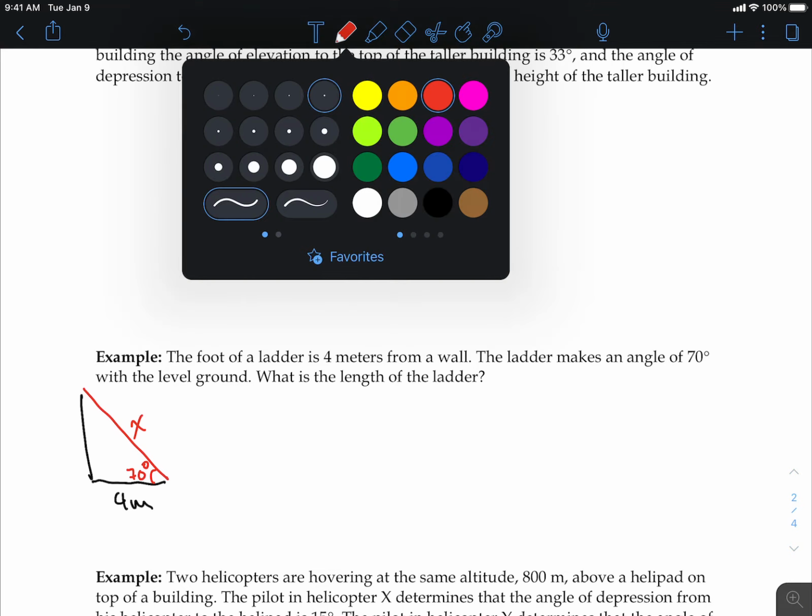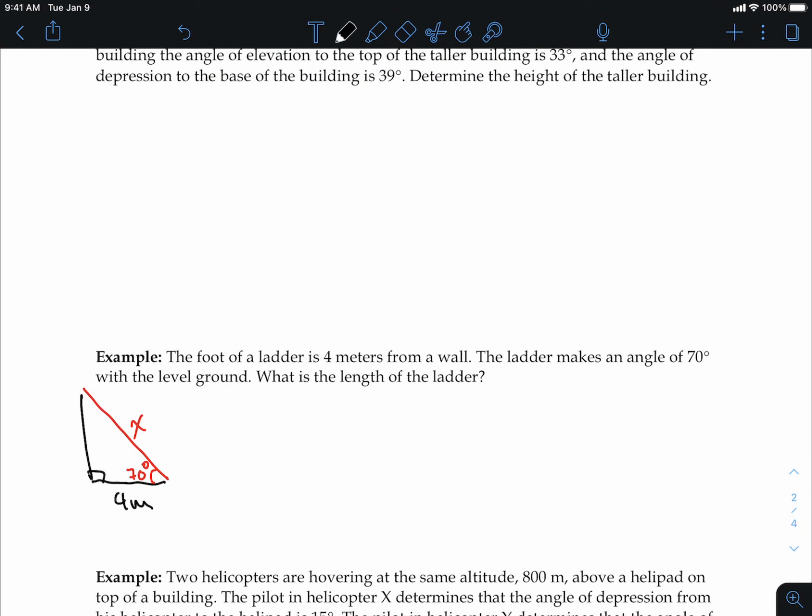Obviously the wall meets the ground at 90 degrees, hopefully. Otherwise your house is in a little bit of trouble, it means it's fallen over. I need to solve for X. I'm standing here at 70. Here's opposite, here's adjacent, here's hypotenuse. What do I know? What do I want to find out? I want to find X. X in this question is the hypotenuse. So let's write our SOHCAHTOA and make a decision.